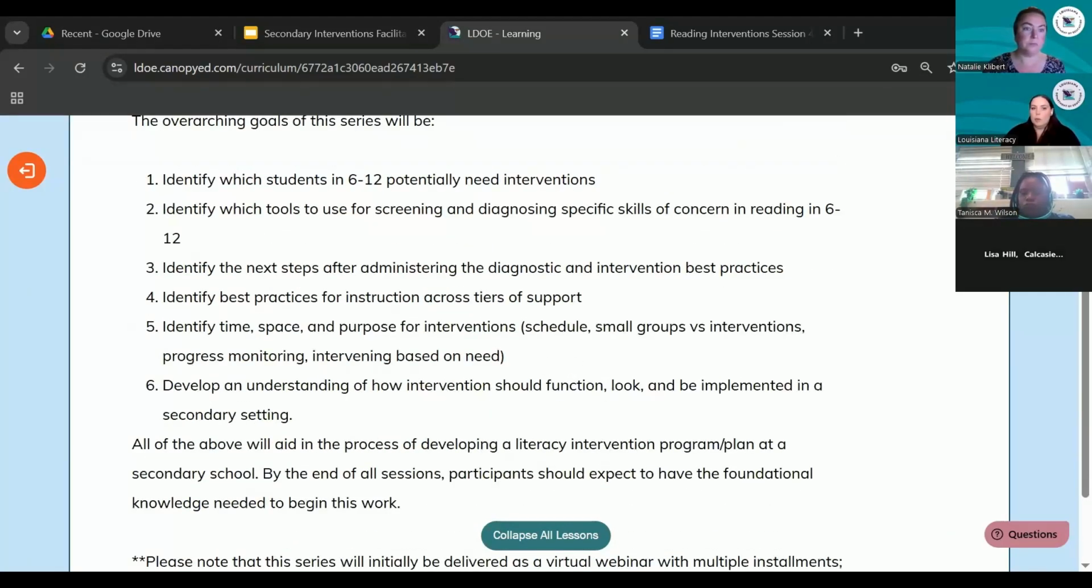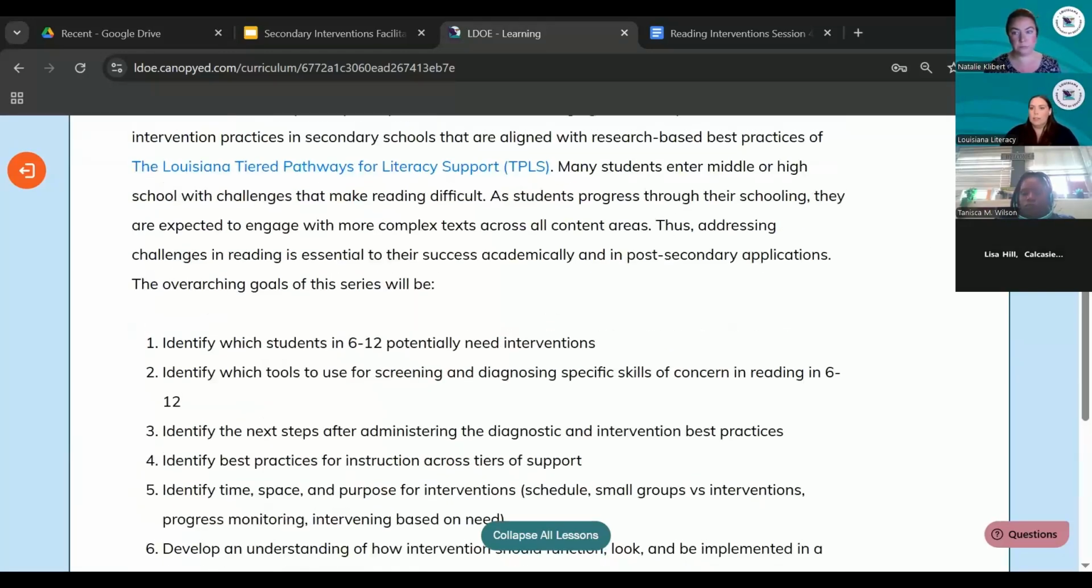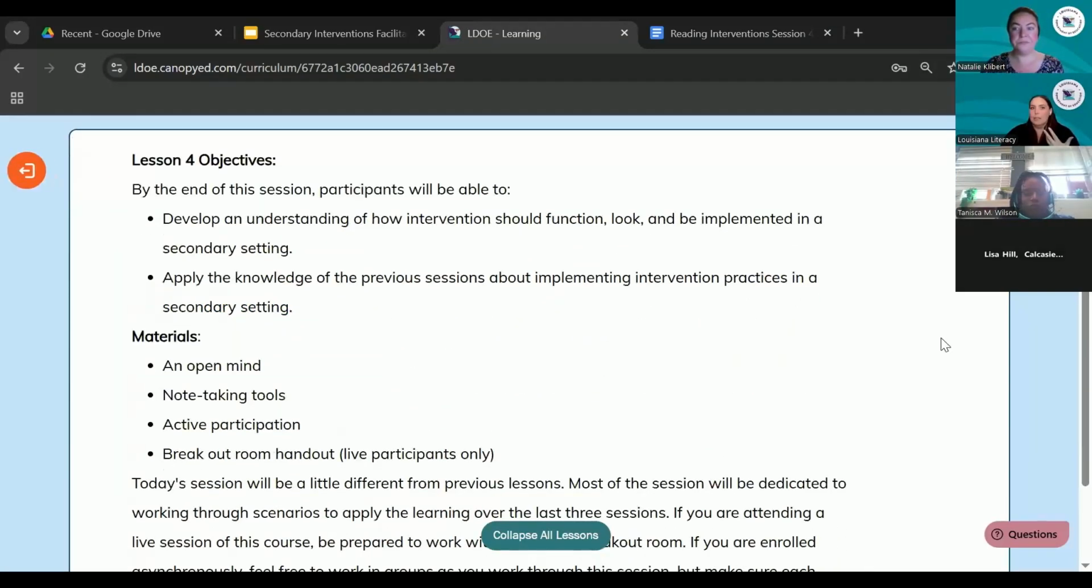These were our objectives we've covered. We are looking today specifically at objectives 5 and 6. Those are what today's session will focus on. Developing an understanding of how intervention should function, look, and be implemented in a secondary setting, and then applying knowledge of the previous sessions about implementing intervention practices in a secondary setting.